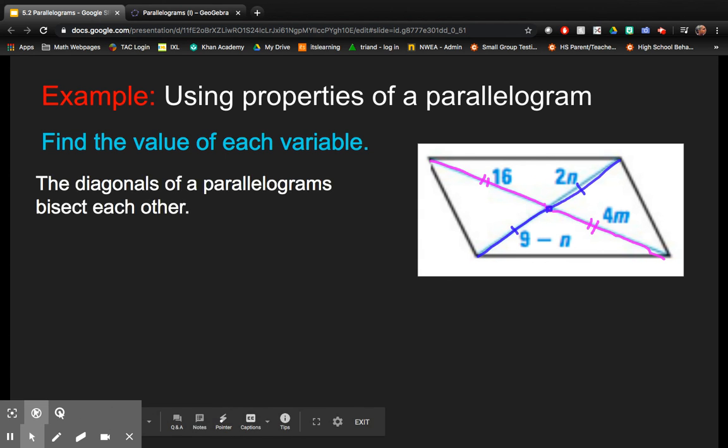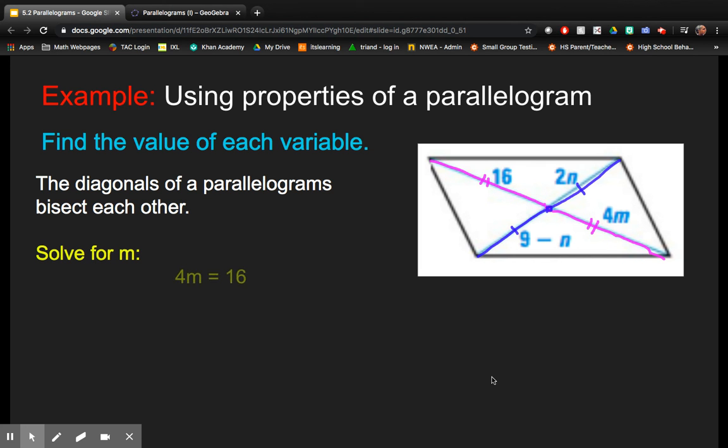Okay, so we're going to use the fact that the diagonals of parallelograms bisect each other. So let's solve for m. Because they bisect each other, that means the two pieces are equal to each other. So 4m has to be 16. So that tells me m is 4, because 4 times 4 is 16.